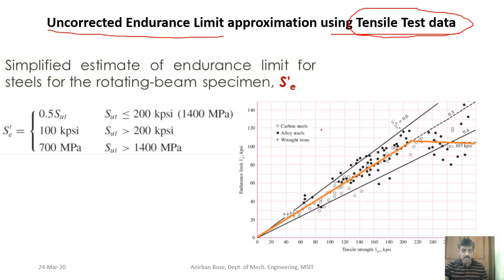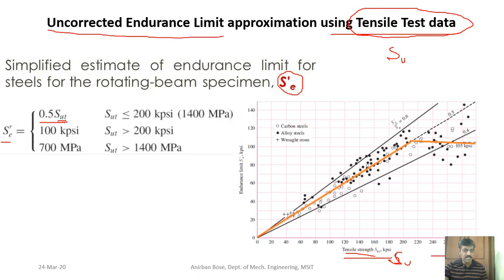There is a direct relationship between the endurance limit and the tensile strength of the material, and the tensile strength we can always find from the tensile test data. If you do the tensile test, you can find the ultimate stress, which is basically the ultimate tensile strength of the material, Su. If this Su data is plotted with respect to the uncorrected endurance limit, you find an almost linear relationship for carbon steel. You can see this yellow line, a direct linear relationship: Se prime equals 0.5 times Su. So this is how we can find the endurance limit directly if we know the ultimate strength.